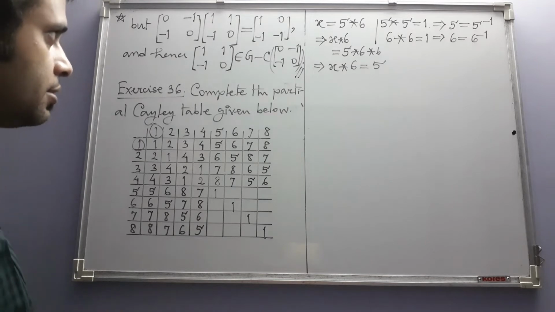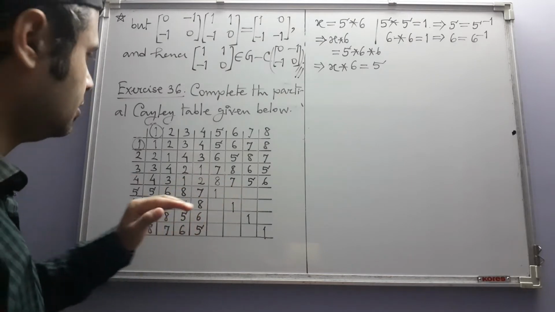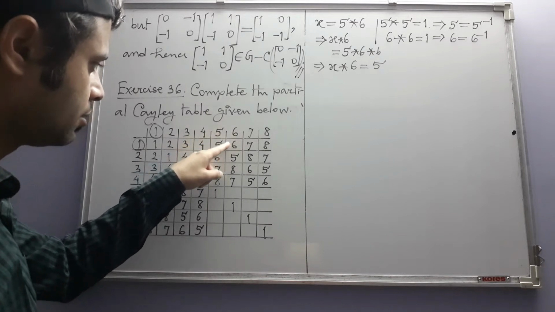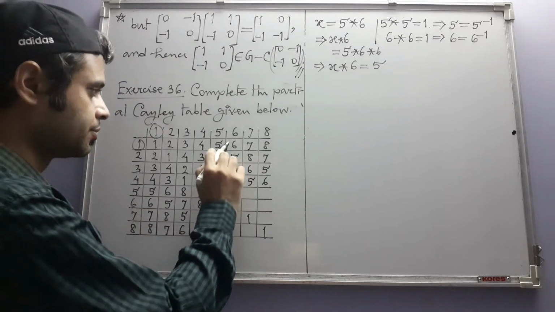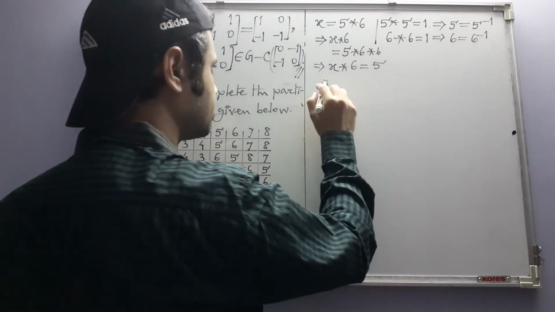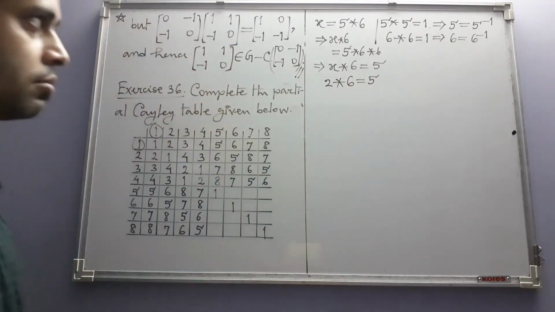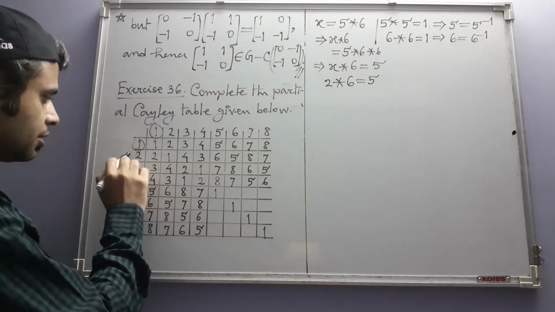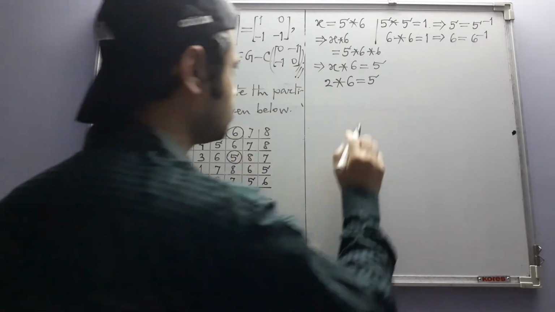Now x star 6 is equal to 5. We want to know what x is, but x star 6 is equal to 5. So you look in the column of 6 where you are getting 5. So you see that 2 star 6 is equal to 5. This is something we have seen from the table itself. 2 star 6 is equal to 5.